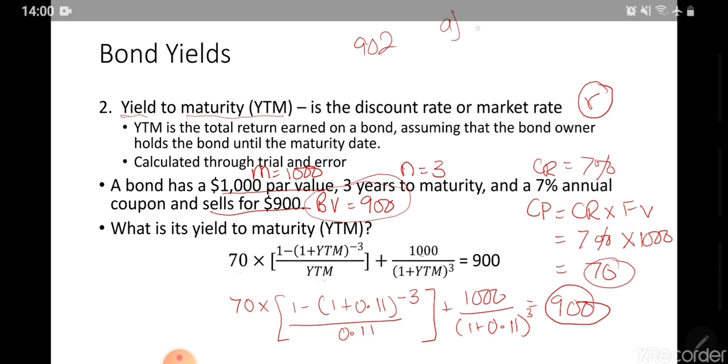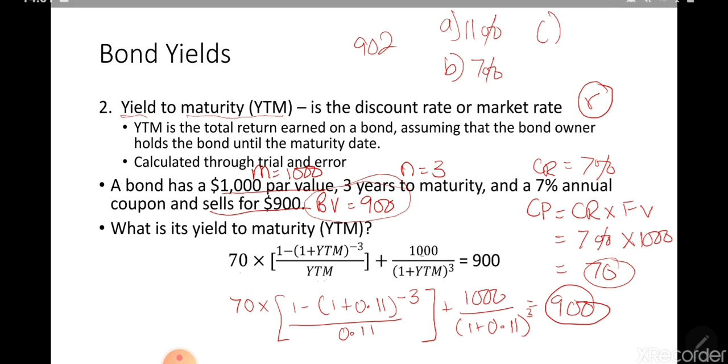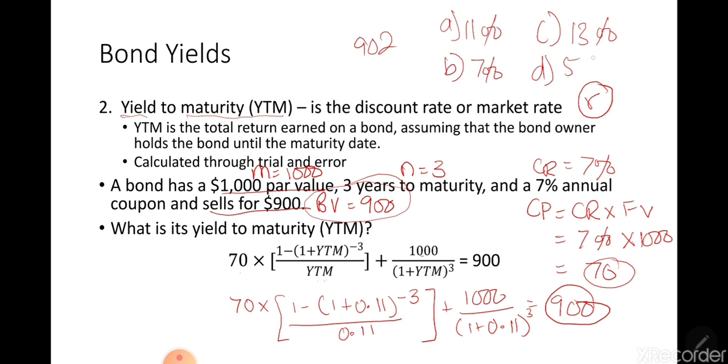Let's say you have these 4 options: A is 11%, B is 7%, C is 13%, and D is 5%. So these are the 4 MCQs you have, and you know that the bond value is 900. It means this is a discount bond. The bond price is less. Bond price and market interest rate have an inverse relationship. That means R will be more because the bond price is less than 1000. It is a discount bond.